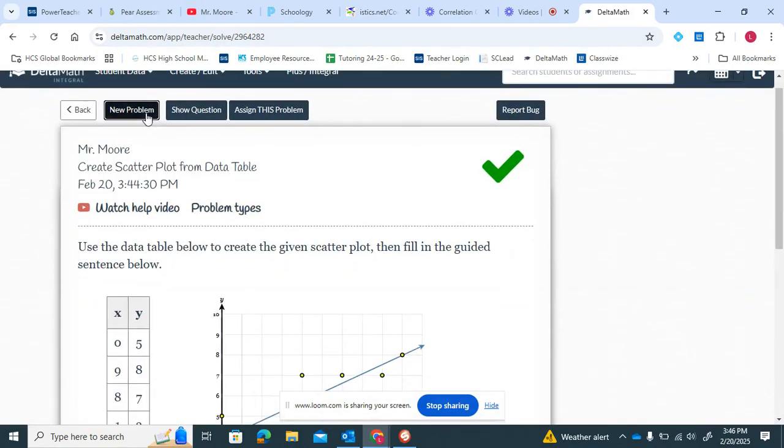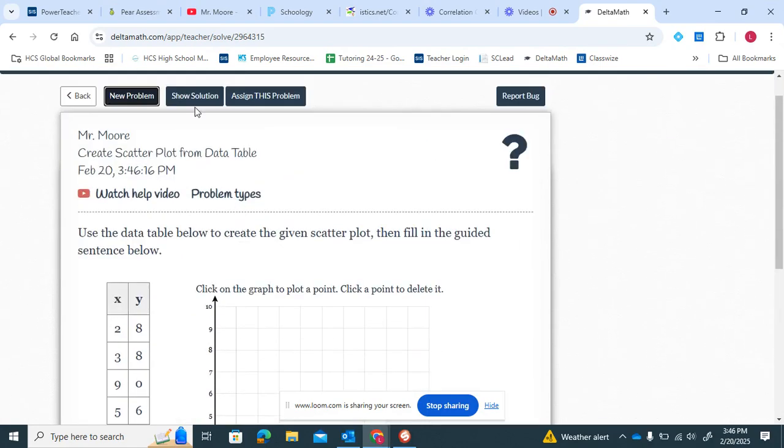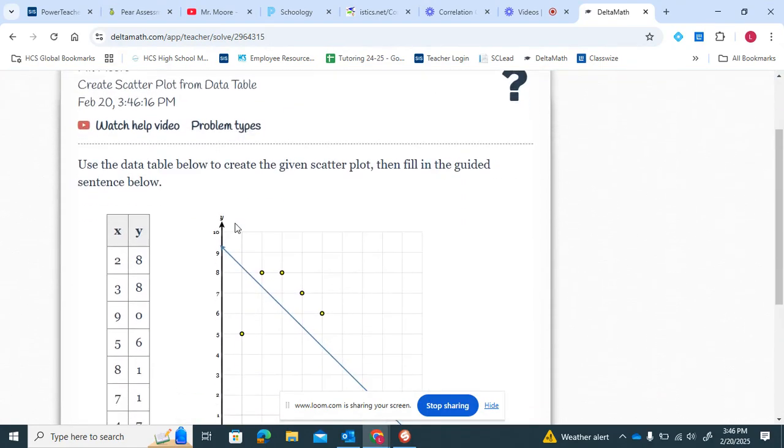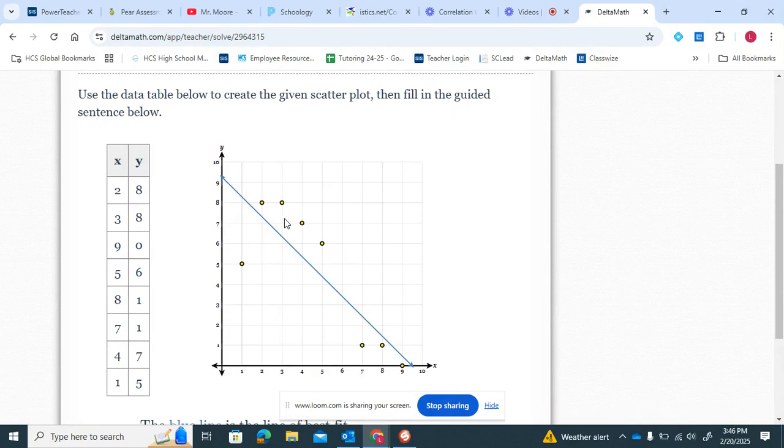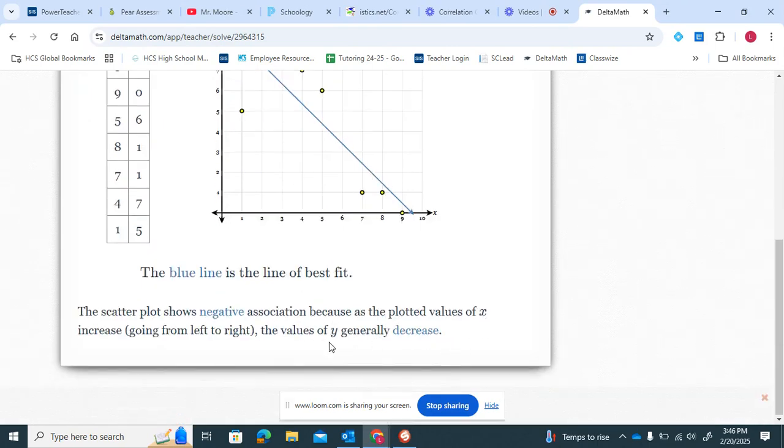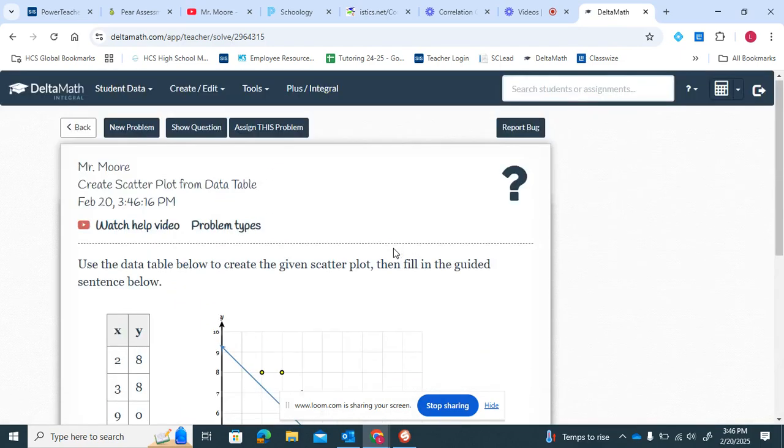That one's good. If I show you another one, I'm not going to go through all the points, but this would be the answer. As you plot them, you could see that it would be going down, so it's a negative correlation. This would mean as X gets bigger, look what happens to Y. Y gets smaller, because when X is 8, Y is 1, but when X is 1, Y is 5. So as X increases, Y decreases. That would be a negative correlation.